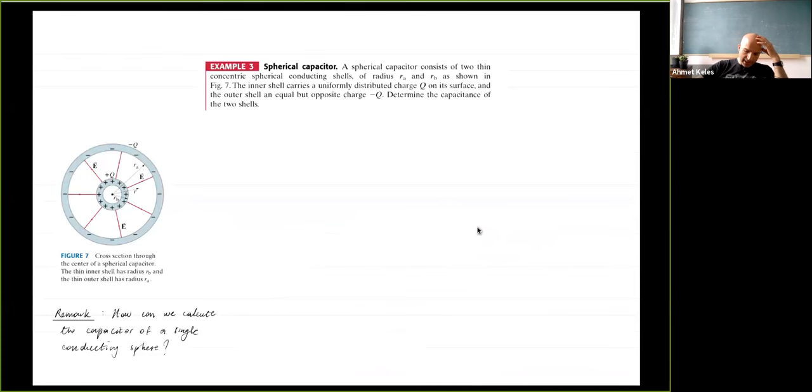A spherical capacitor consists of two thin concentric spherical conducting shells. So this is like a shell. This looks like hollow, but I think you get this is like a three-dimensional spherical shell. Inner radius is RB, outer radius is RA, as shown in the figure. The inner shell carries a uniformly distributed charge Q on its surface, and the outer one carries minus Q. We would like to determine the capacitance of the two shells.